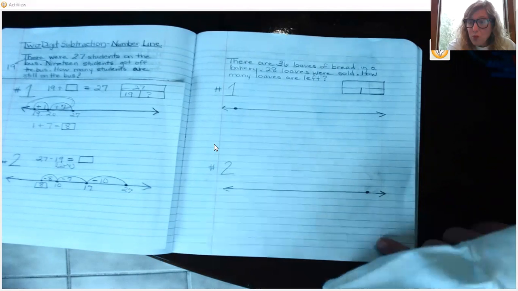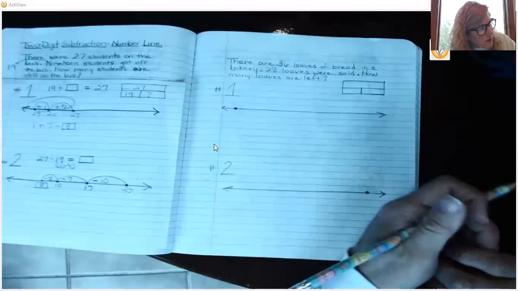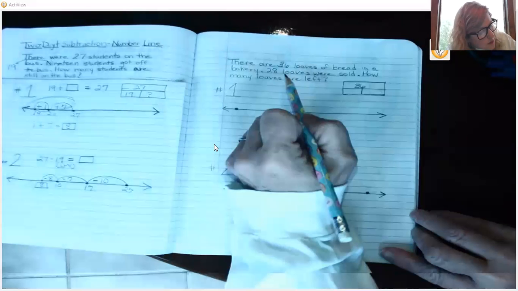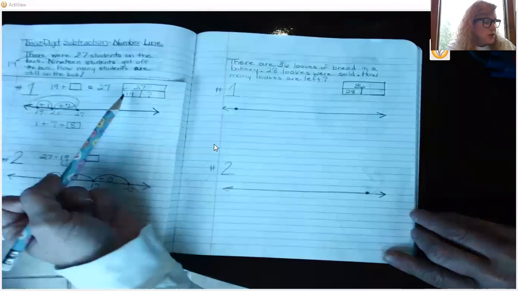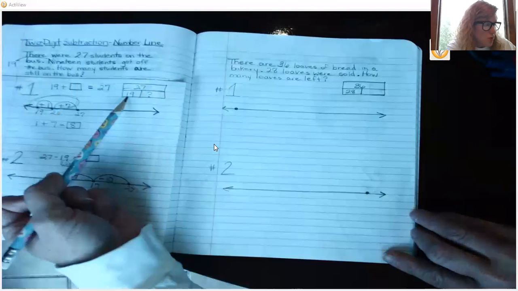Okay, and we're back. So yes, there is a whole, 36 loaves of bread. That is what we started out with. And there's a part that we know, 28 loaves were sold. So it's similar to the 27 kids on the bus when the 19 got off. This is 36 loaves and 28 were sold. And we want to know how many were left. So we can look back at our other problem and think, how are we going to solve this?